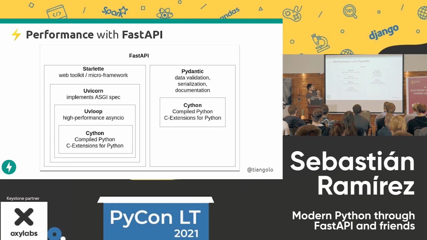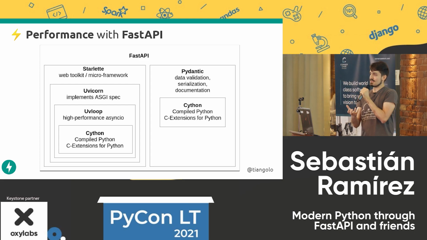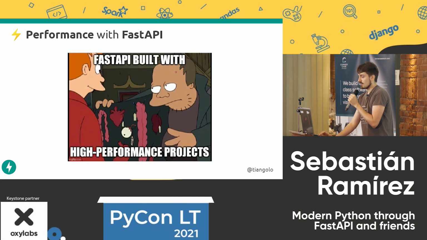And Uvicorn uses UVLoop, which is a high-performance async I/O drop-in replacement. So you don't really have to do anything to use UVLoop, but it will be used underneath, and you will get all that extra performance. And UVLoop is built with Cython, which is a sort of compiled Python. And Pydantic is also built with Cython. So we get all this extra performance because all these nice people are building this stuff with high performance using Cython and using all these nice tricks. So that's why we get nice performance with FastAPI, just because the tools underneath are very powerful.